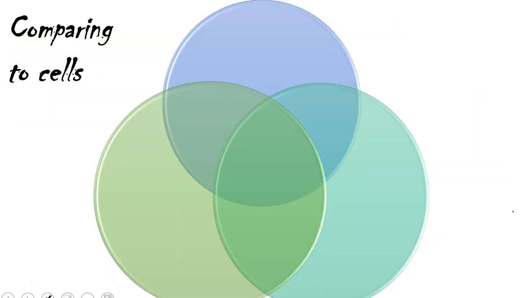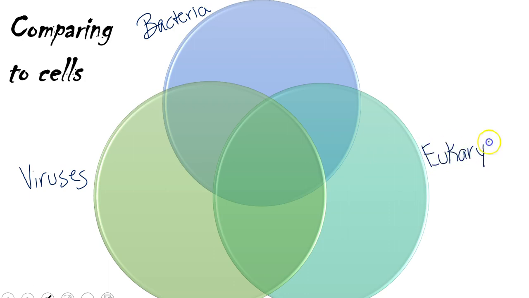Now, let's compare viruses and their cellular features, although they're not really cells, all right, their structures to bacteria and to eukaryotes. All right, so go ahead and draw this 3-part Venn diagram in your notes. Pause the video if you need to, okay? And we're going to compare viruses, bacteria, and eukaryotes. And we're going to start by taking a look at what all 3 of these have in common.